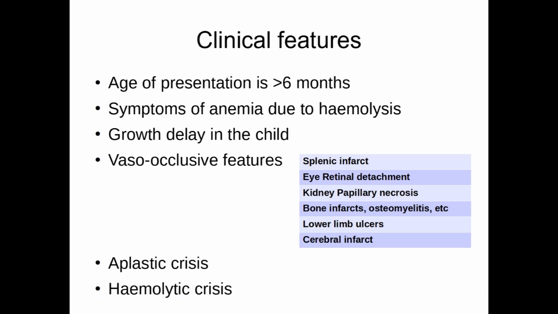Apart from these, there are two crises known as aplastic crisis and hemolytic crisis. In aplastic crisis, a virus called parvovirus B19 infects the precursors of RBCs in the bone marrow, causing sudden exacerbation or increase in anemia for up to a period of 10 days. After that, it will resolve on its own. Second is hemolytic crisis. Due to various other reasons, hemolysis can increase, giving rise to exacerbation of anemia.